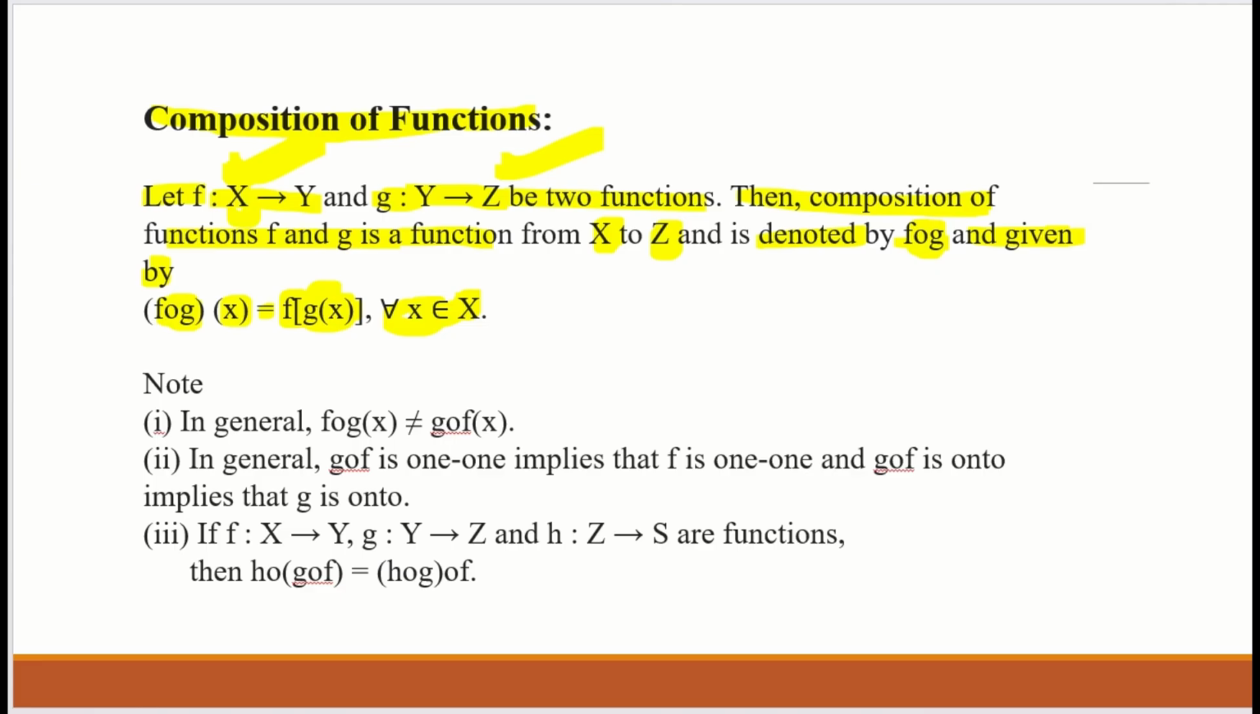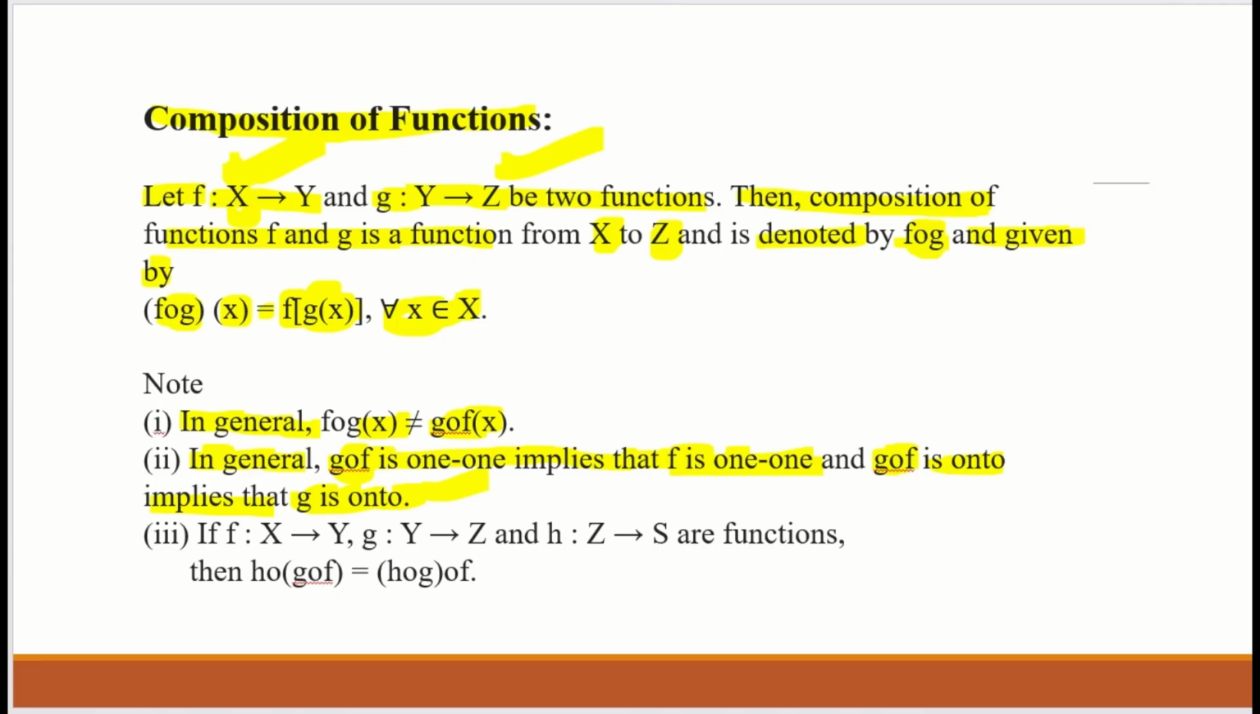Be careful, there is a note here. In general, f composite g of x is not equal to g composite f of x. One thing: in general, if g composite f is one-one, it implies that f is one-one. The composite function g composite f being one-one means f is one-one. In the same way, if g composite f is onto, it implies g is onto. Here f is one-one, here g is onto.